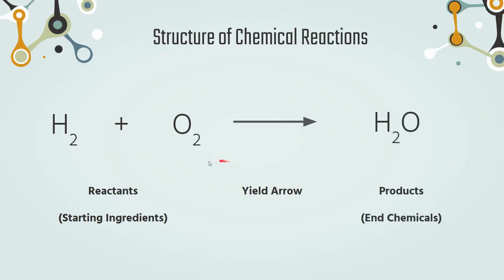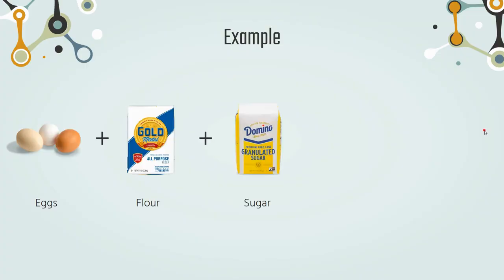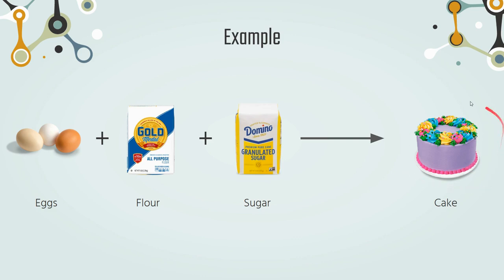So really, we're taking our starting ingredients, our reactants, and we're turning them into, that's the arrow, a final chemical, our product. And this is the structure of pretty much every chemical reaction. We start on the left and we read towards the right. As an example, if we were baking, say, a cake, we would take these ingredients on the left, we'd add eggs, flour, and sugar, and the arrow suggests that we would create a cake. A cake is our final product in this case.